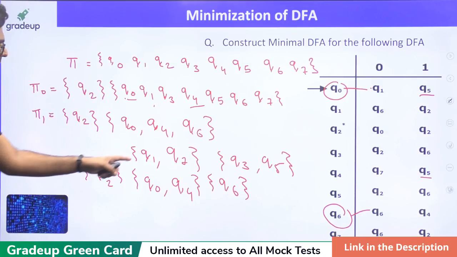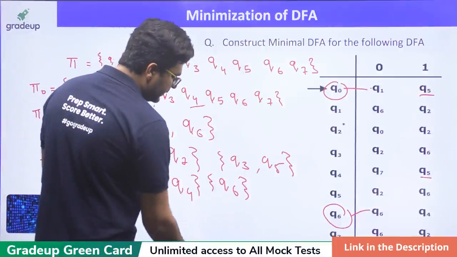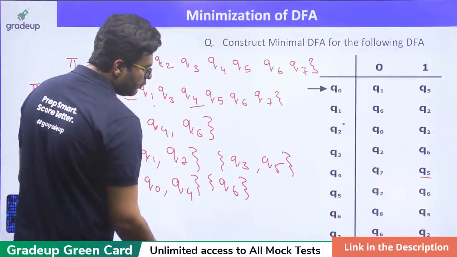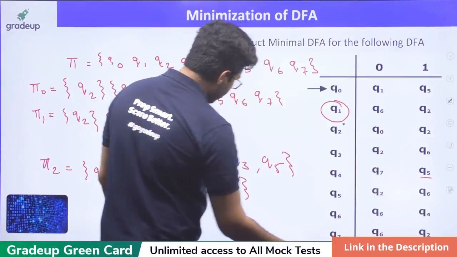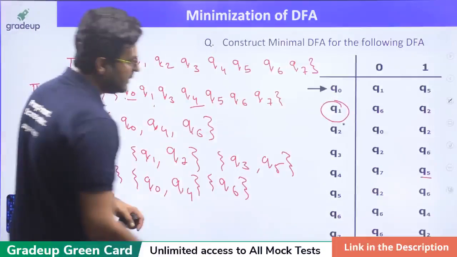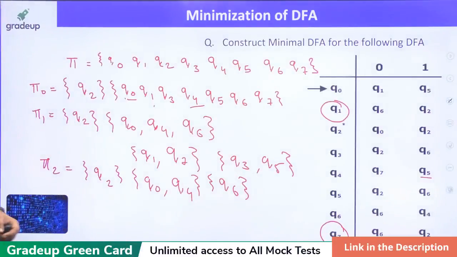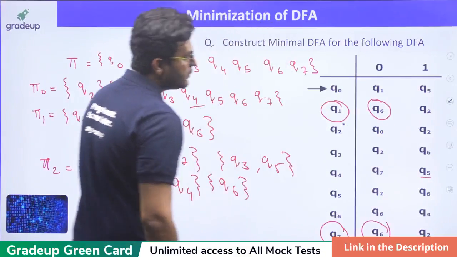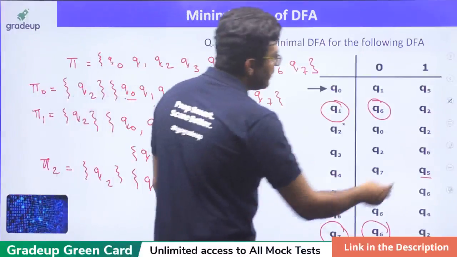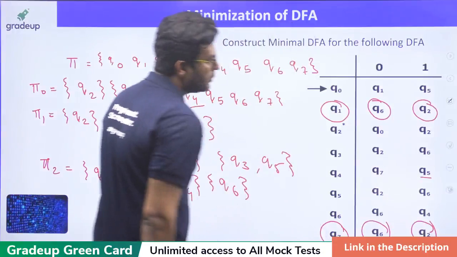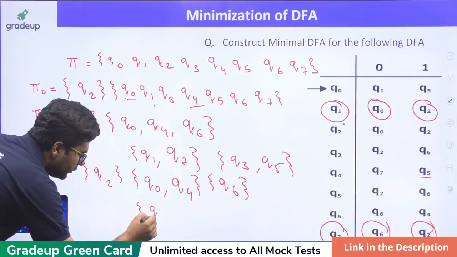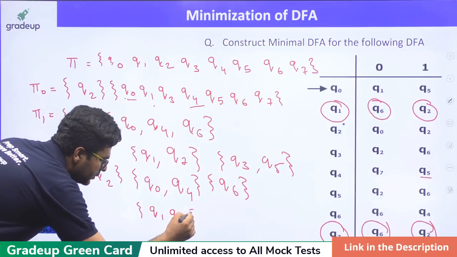Now let's check for Q1 and Q7. Can they come together, guys? After giving 0 as input, it is going to Q6 state, and that is also going to Q6 state. So both the states are equal, so they will be in the same set. On 1 it is going to Q2, and that will again be the same set. So Q1 and Q7 will be together.